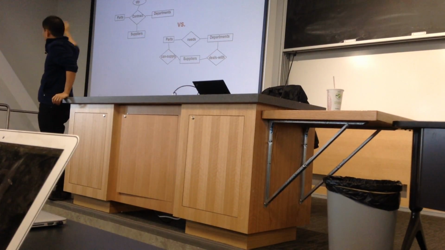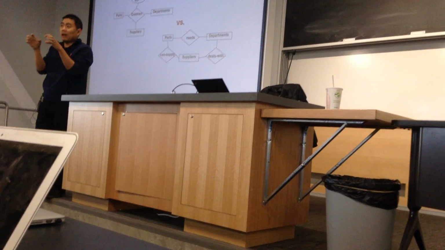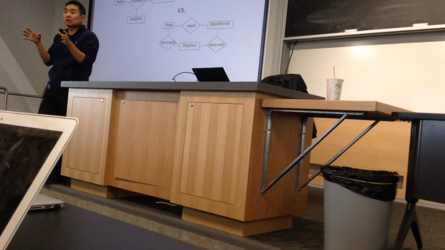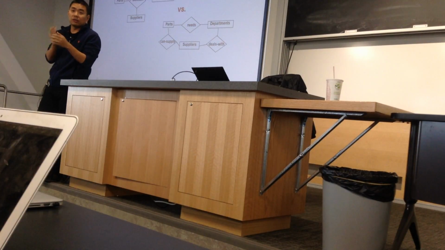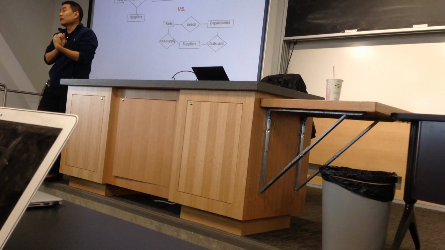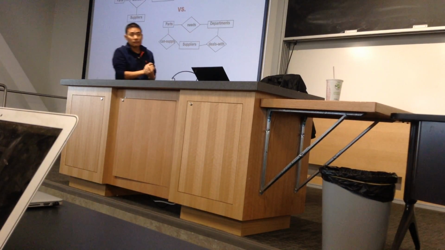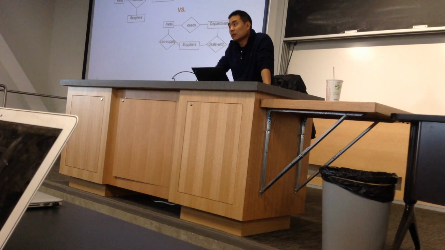Which is different from the design on top. When you have a contract connecting all three entities, that for sure tells you the department ordered this particular part through this particular supplier. Right? Does that make sense?